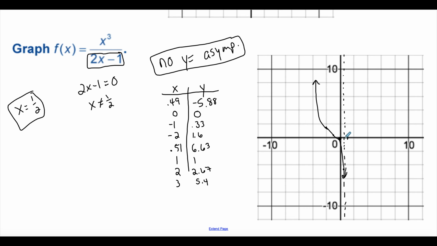And then right on the right hand side of the line, we have 0.51, 6.63. So we're up here. And then we have a 1, 1 right there, 2, 2.67, so right about there, 3, 5.4. So you can kind of see this one. I'll have a line right next to that right there, then I kind of have a sharp turn right there, and it's going back up.